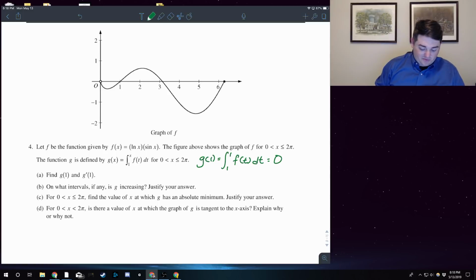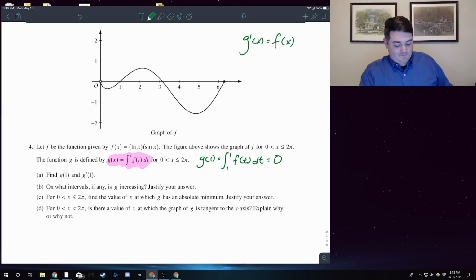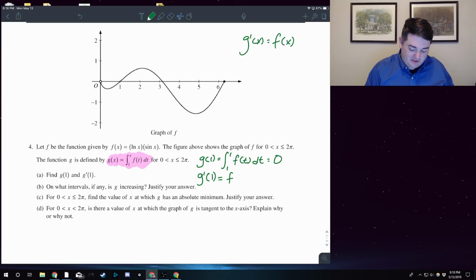Find g prime of 1. To find g prime of 1, we need g prime of x, so I'm going to take the derivative of this function, okay, using FTC2. So g prime of x is going to be, take the x, plug it in, so f of x times 1. So g prime of 1 equals f of 1.